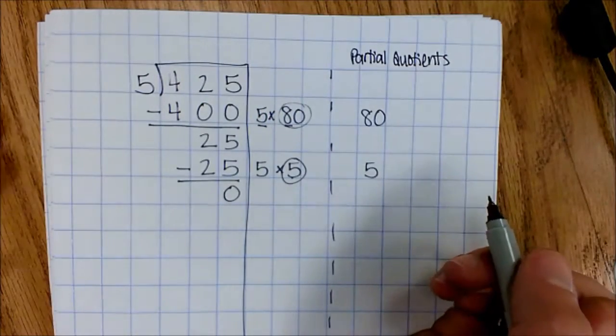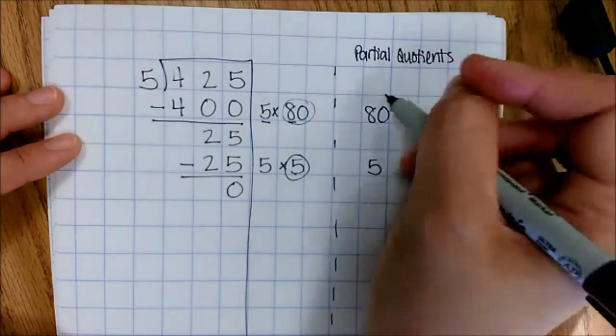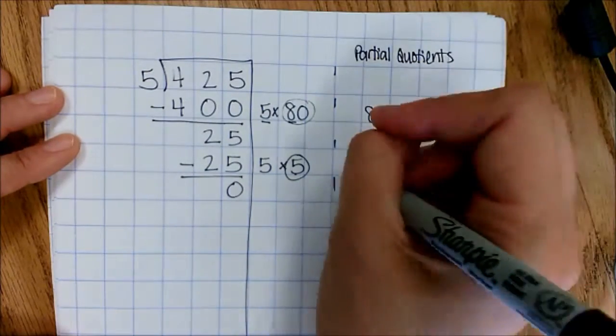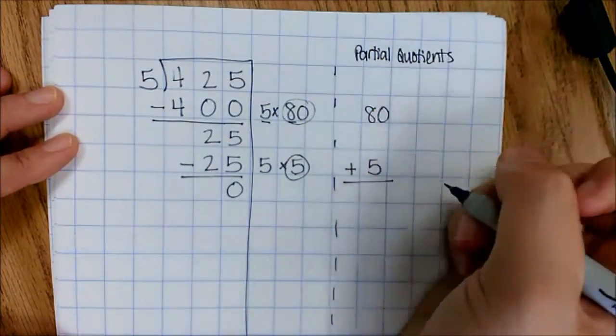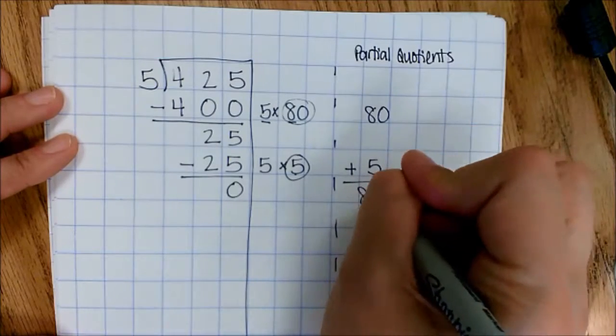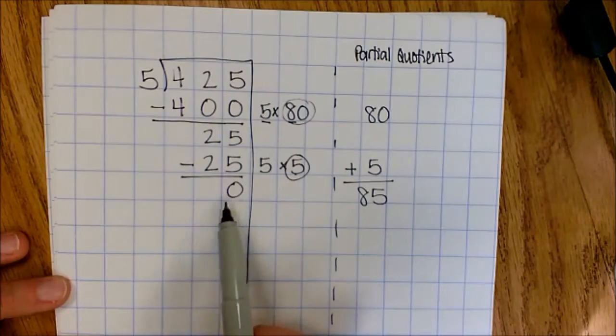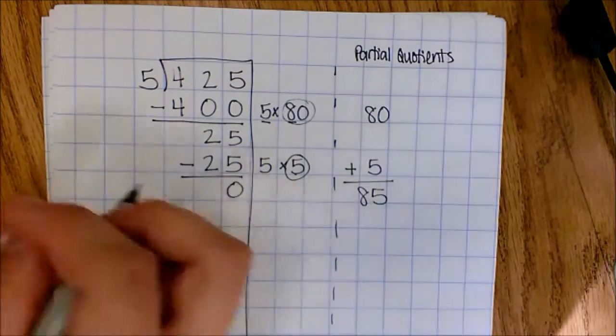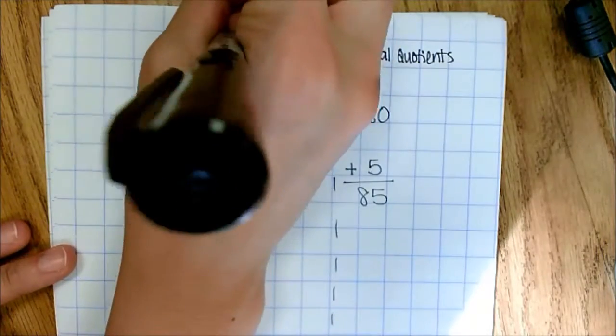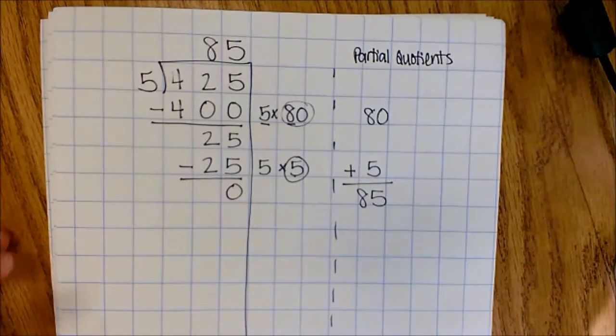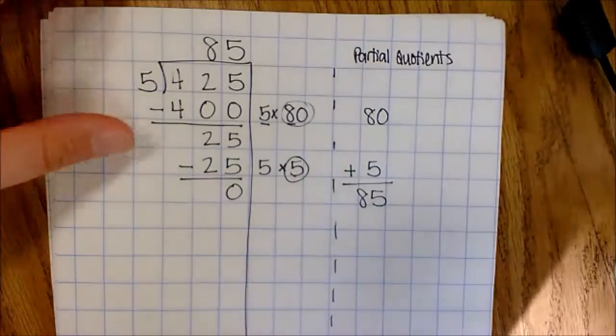So to find my actual answer, my actual quotient, I need to add up my partial quotients. So I'm going to put a plus sign here. And I know that 80 plus 5 is 85. I have a 0 here, so I have no remainder. So this that I added together now becomes just my quotient. I have no remainder because I have nothing left over.